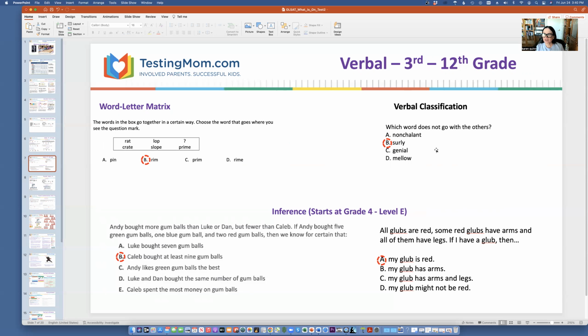For verbal classification, we saw picture classification before, but here it's like, which word doesn't go with the others? Nonchalant, surly, genial, or mellow. And surly is our answer because it's kind of the opposite of what these words are. These are more positive behavior words, and this is kind of in a bad mood. So it's the opposite.